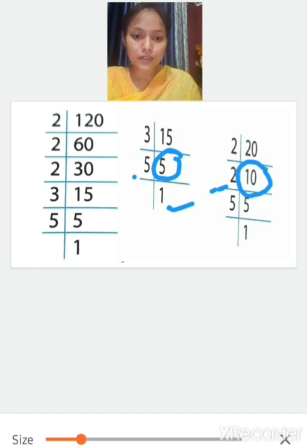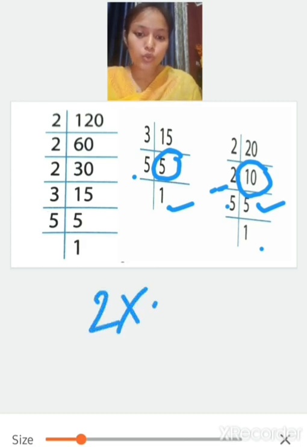How many times? 5 times. So 2 fives are 10. Now 5 is divisible by only the number 5. So 5 ones are 5. So the factors of 20 are 2 into 2 into 5. So these are the factors of 20.